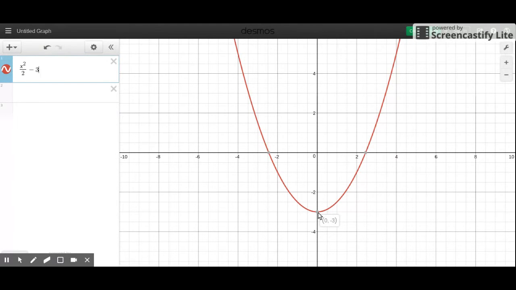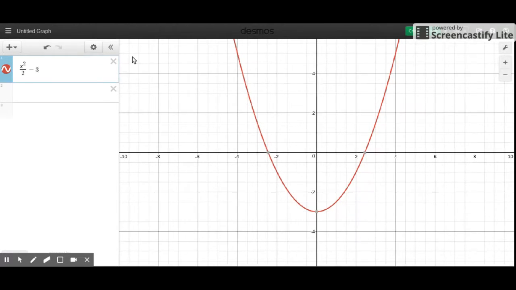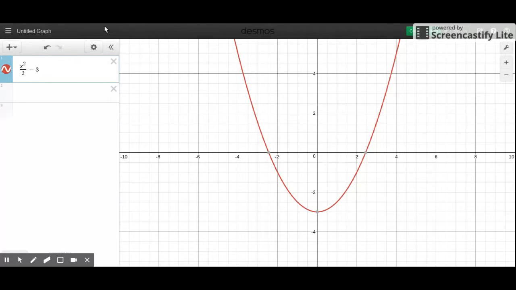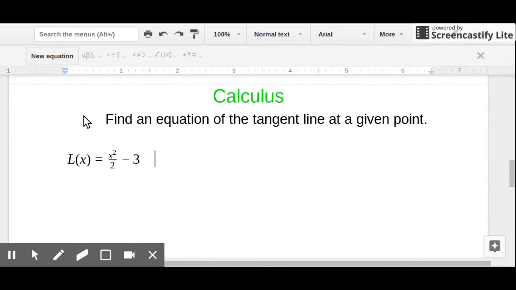The point 0, negative 3. We want to find the equation of the tangent line, then we're going to graph it, the tangent line that passes through the point 0, negative 3. So our point is 0, negative 3, and this is our goal here.